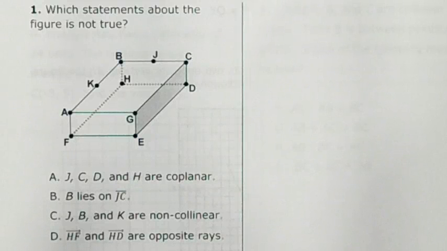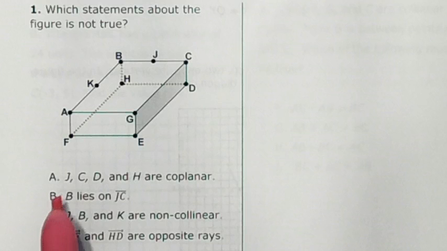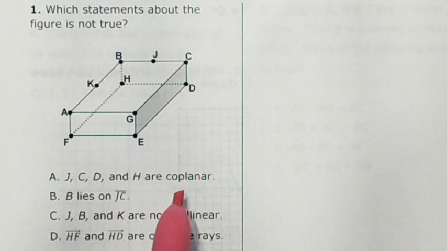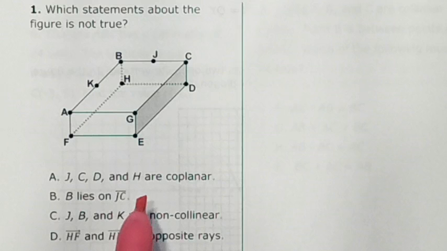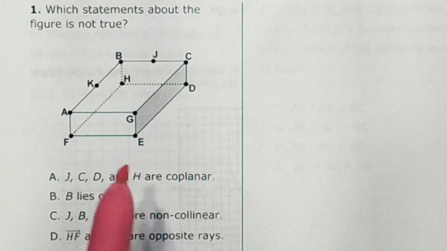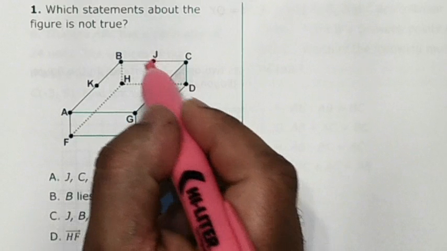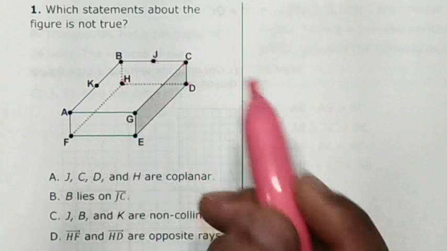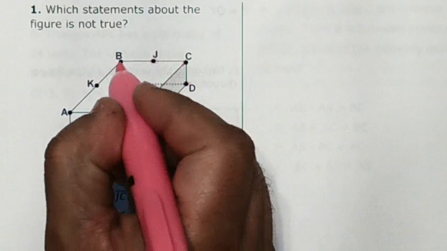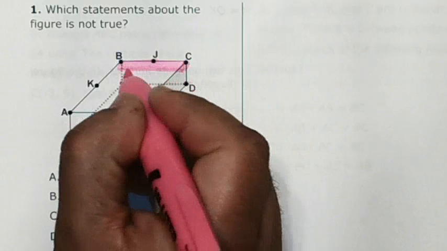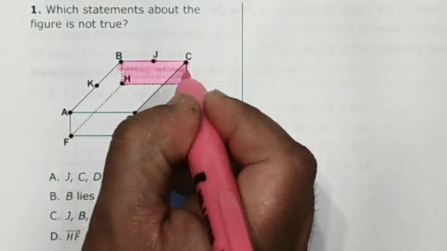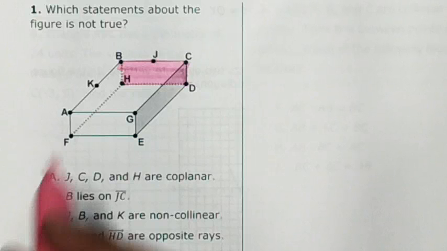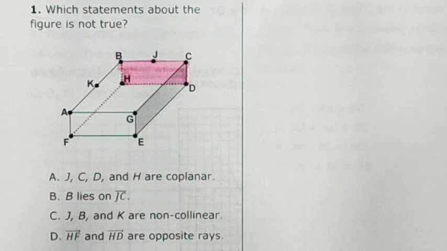All right, number 1 on the semester review, it says which statements about the figure is not true. So we're looking for not true. And it says points J, C, D, and H are coplanar. That means that they're on the same plane. And if I look at J, C, D, and H, okay, they all appear to be on this backside of this 3D shape. So that is true. They are coplanar.